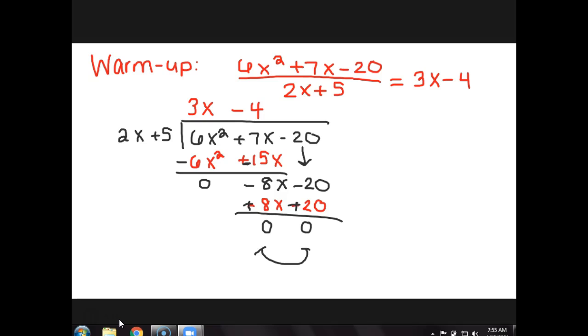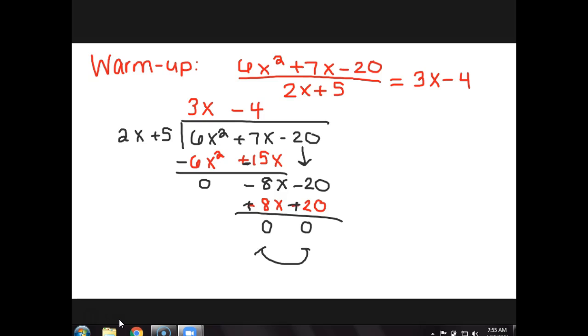Any questions on long division? Anything that you're still unclear about? Does the warm-up example help those of you who were still maybe struggling yesterday, or weren't here yesterday?